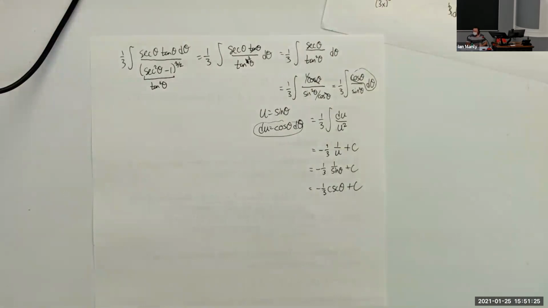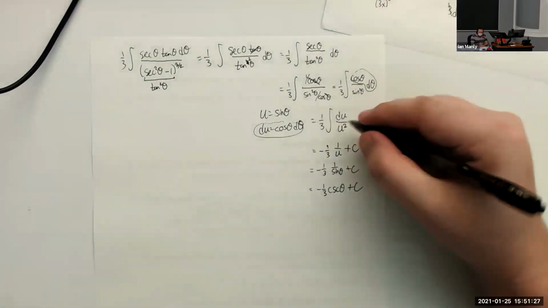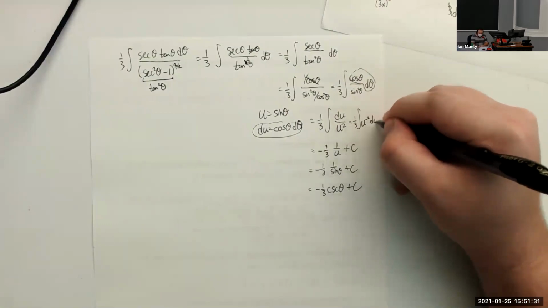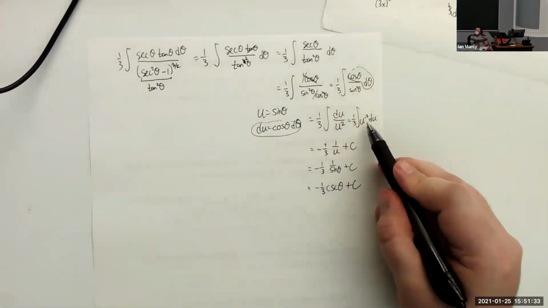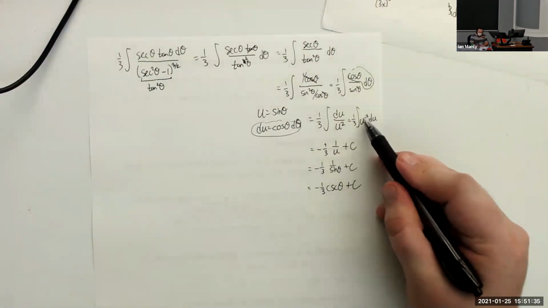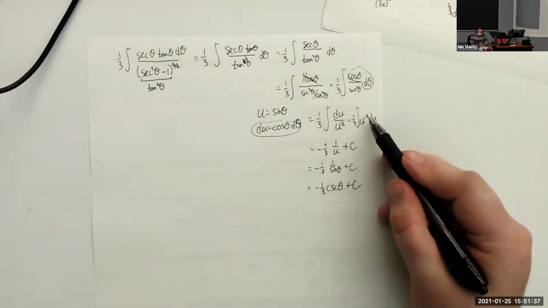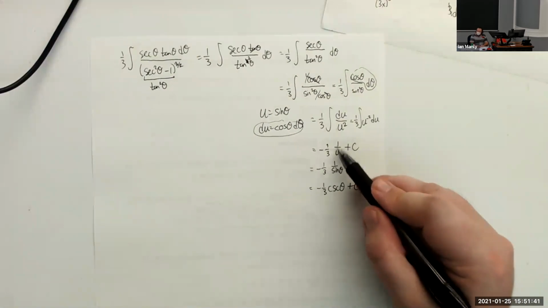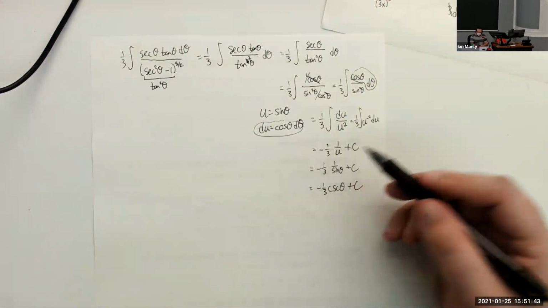Why is it 1/u and not u? This is technically u to the -2nd power. So if I do the power rule on this, I add 1 to my power to be -1, so I have u to the -1, and then I divide by it. So that's where the negative comes from here, and this is u to the -1.